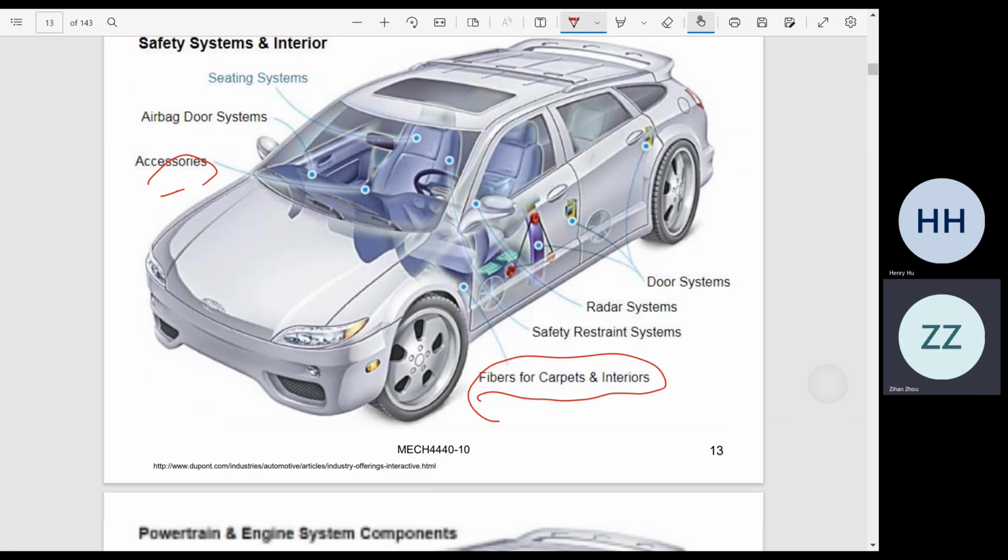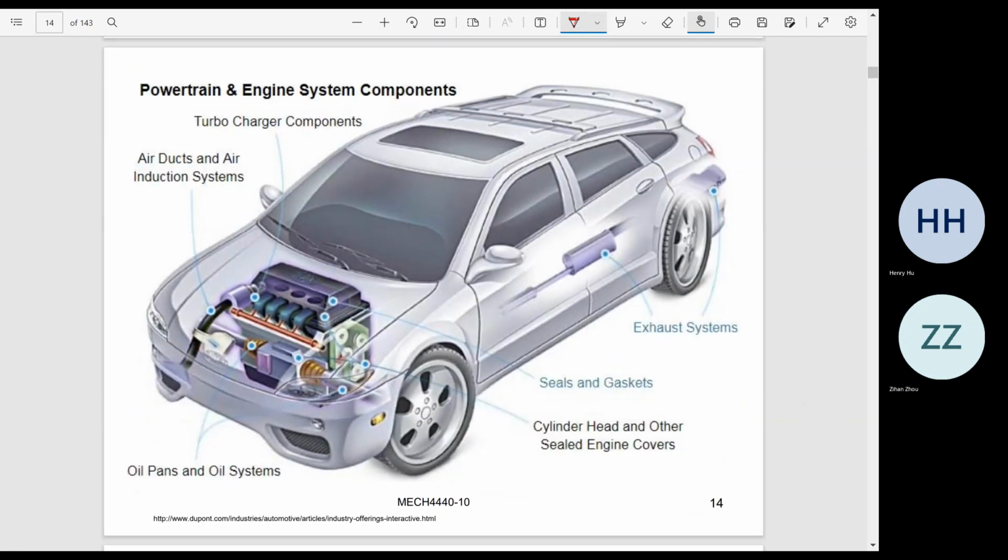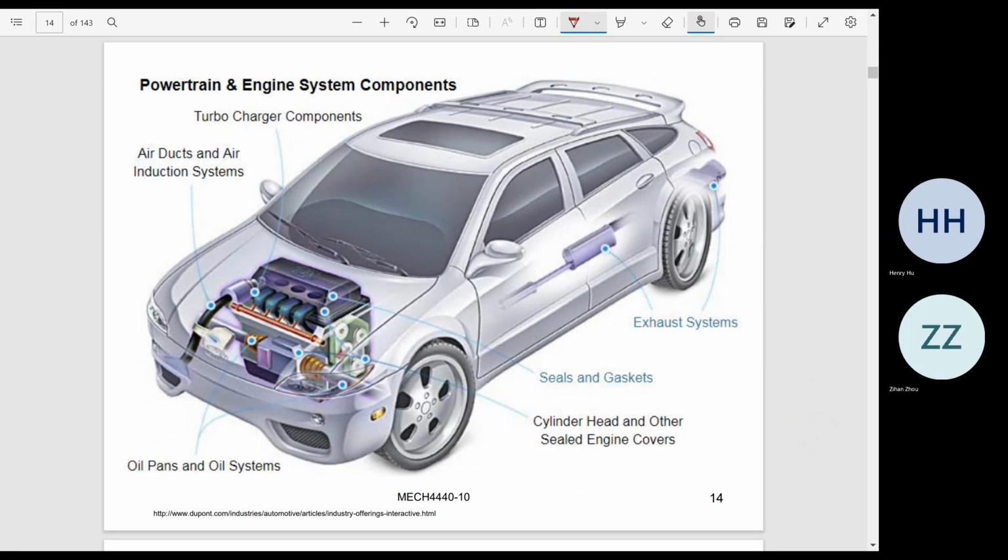Can you go to the next slide? And there are also components including the powertrain and engine systems, which include turbocharged components, air ducts and air induction systems, the oil pans and oil systems, as well as the exhaust systems and the seals and gaskets. Also, it has the cylinder head and engine covers.